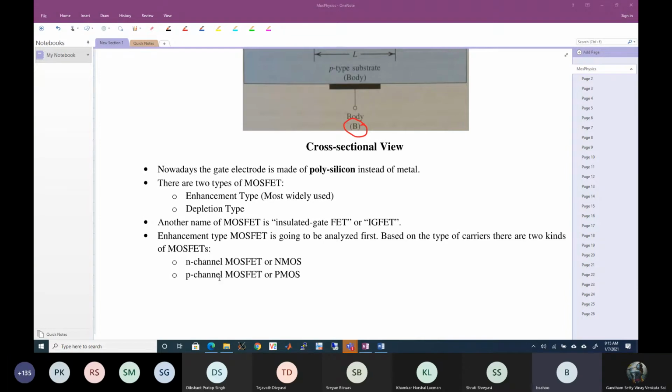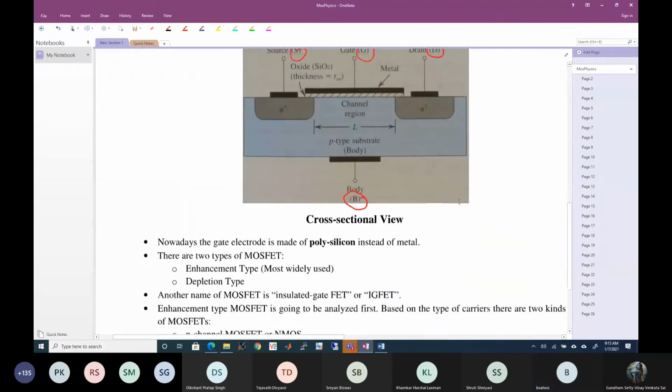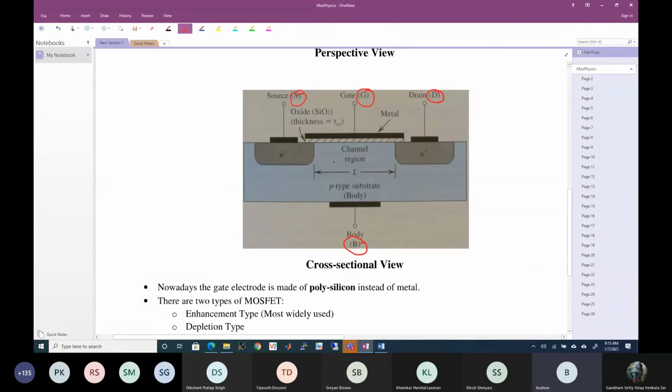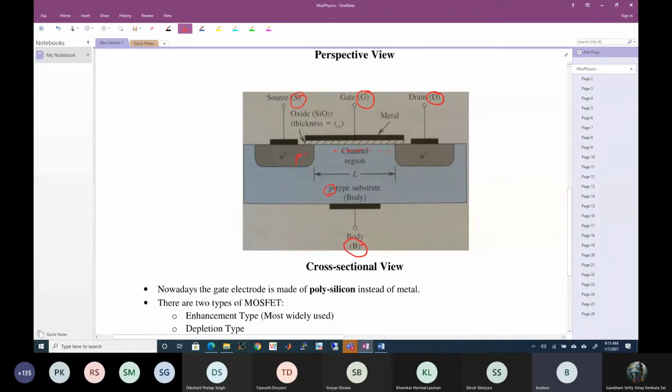there is an N channel MOSFET and a P channel MOSFET. So, what is shown here is an N channel MOSFET. The N channel MOSFET is on a P substrate. It is N channel because the source and drain are N type, and the channel that is formed here, which carries the current, is made of electrons. In case of a P type, this will become P plus, this will become P plus, and this will become N.